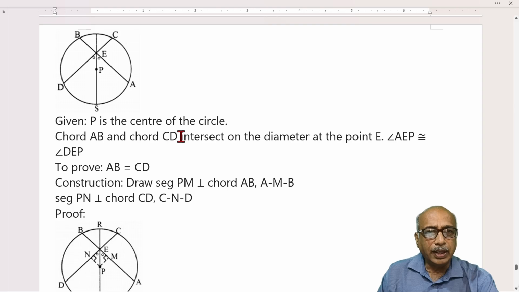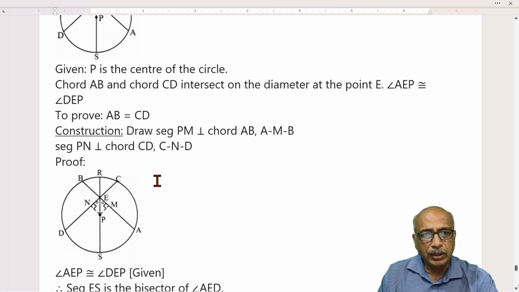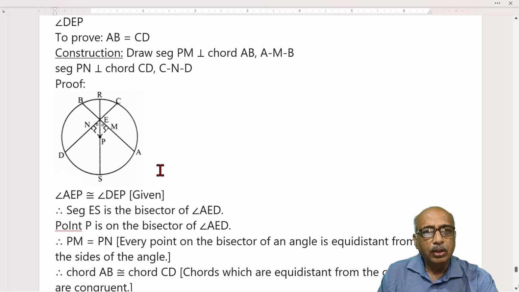Given: P is the center of the circle, chord AB and chord CD intersect on the diameter at point E, angle AEP congruent to angle DEP. To prove that AB equals CD. Construction: draw segment PM perpendicular to chord AB, such as A-M-B, and segment PN perpendicular to chord CD, such as C-N-D.